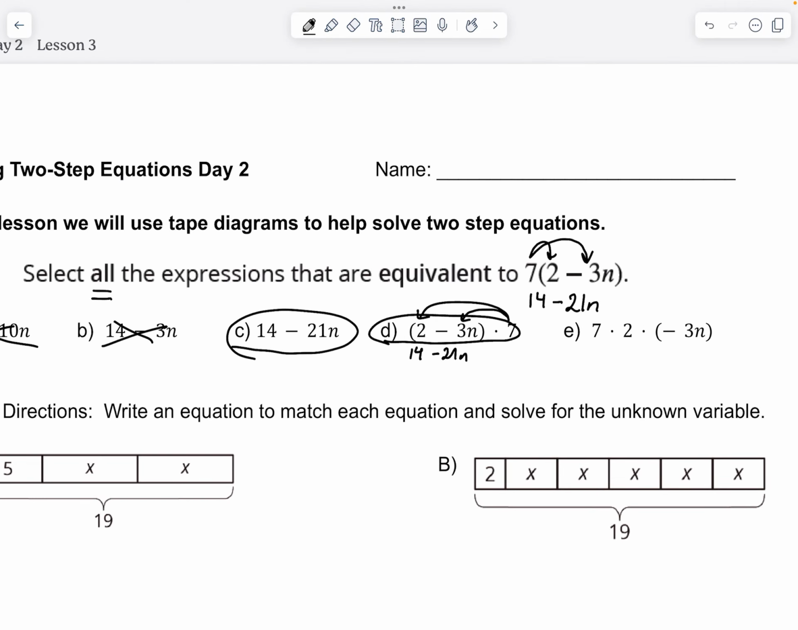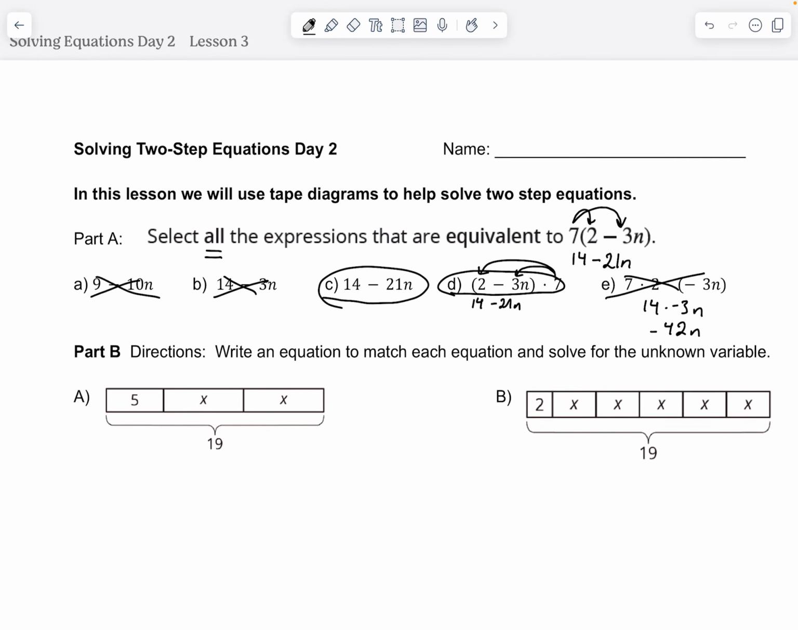And E looks something similar, but 7 times 2 is 14, times negative 3n is actually a negative 42n. So that is not one. It is C and D, and that's just use of the distributive property.